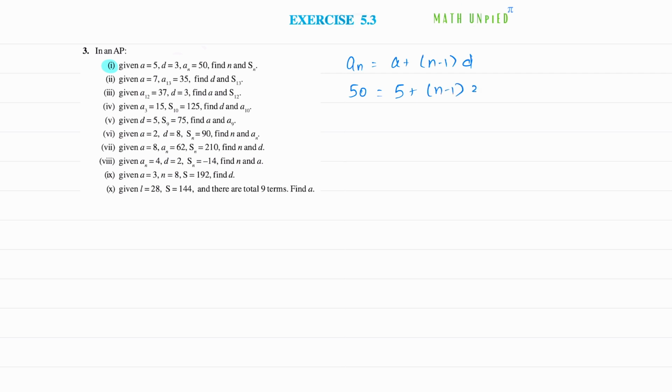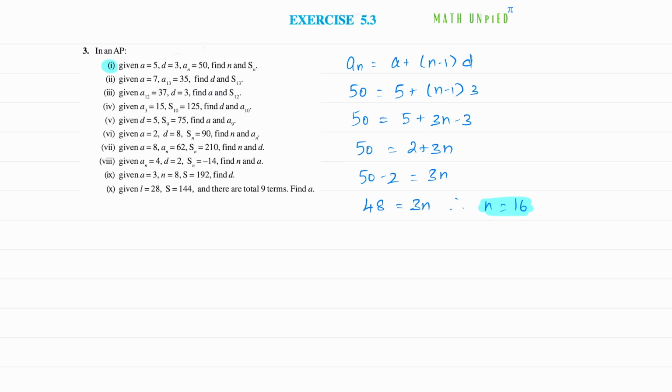d is 3. Therefore 50 equals 5 plus 3n minus 3, or 50 equals 2 plus 3n, or 50 minus 2 equals 3n, 48 equals 3n. Therefore n equals 16. So we have to find Sn now. Sn is the sum of 16 terms because n is 16.